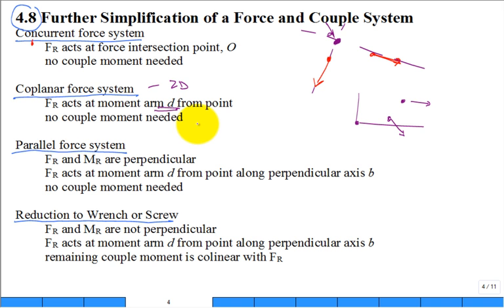All right. Then no independent couple moments needed. You almost need to work a problem or two. Okay. How about this force system? A parallel force system. What does that mean?